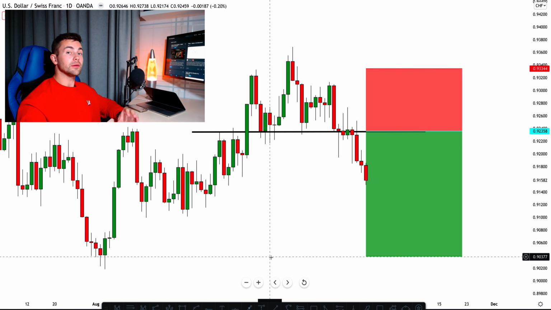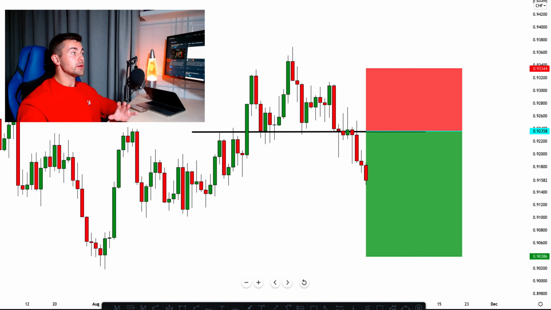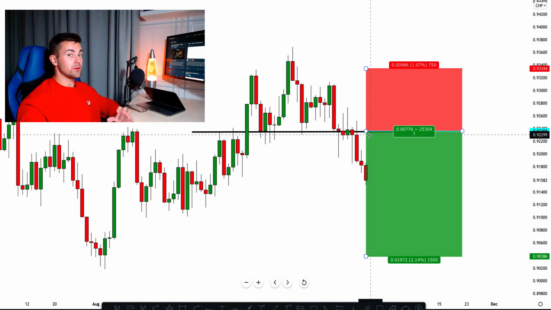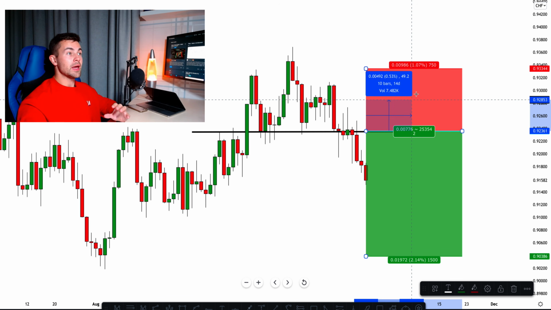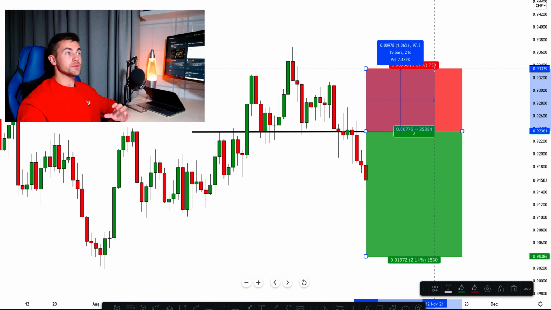So here let's try to risk again 1% of our trading account. For that, let's calculate the lot size together. Remember that here we must measure the pip value of our stop loss. So we take our entry level and the level of our stop loss. And here our stop loss is 98 pips. Let's remember this number and let's open the position size calculator.